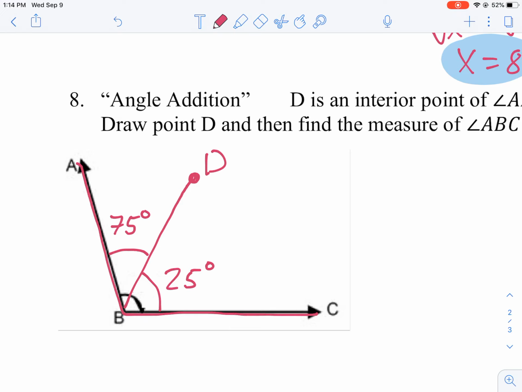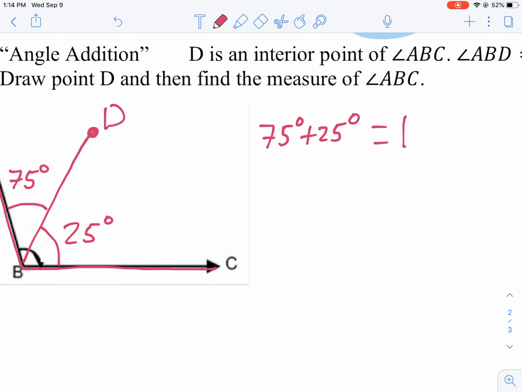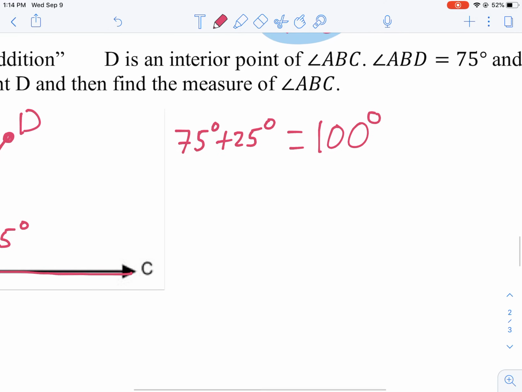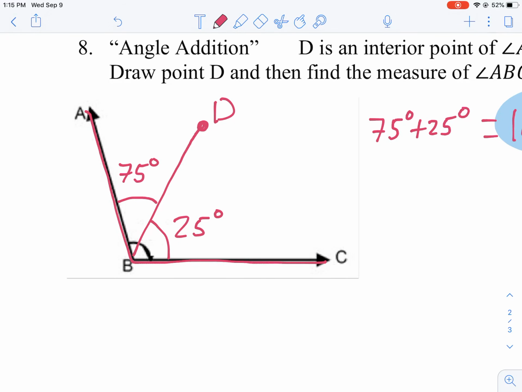All right, so this one's actually not bad. We don't even have an x to solve for. We just got to figure out what is the whole thing. Well, if we have 75 degrees and 25 degrees, this is angle addition, so we're going to add those together. So 75 plus 25 equals 100 degrees. And that's going to be the angle of ABC. So that's really all we had to do for that problem. They just wanted to see if we knew that this part of the angle plus this part made the whole thing.